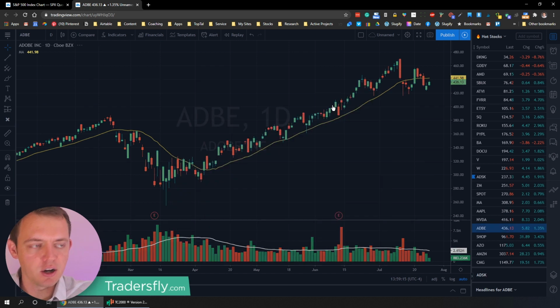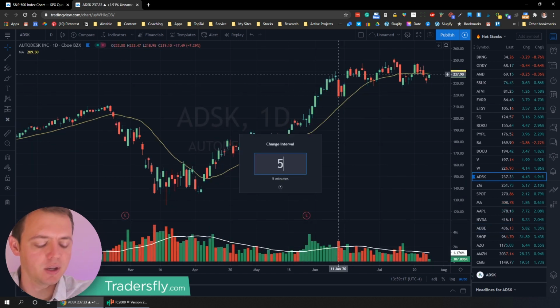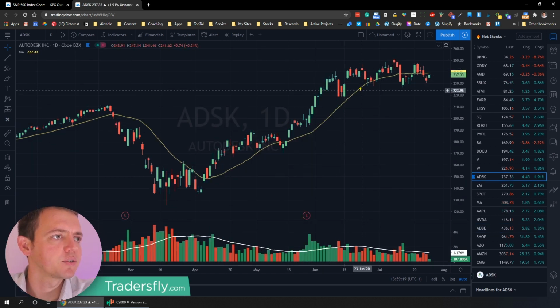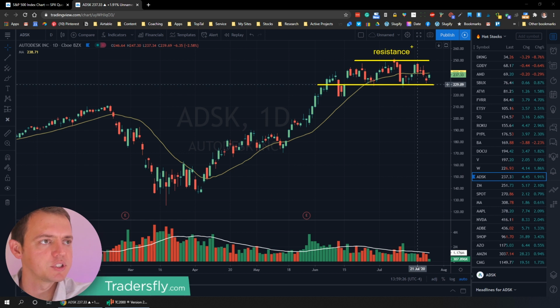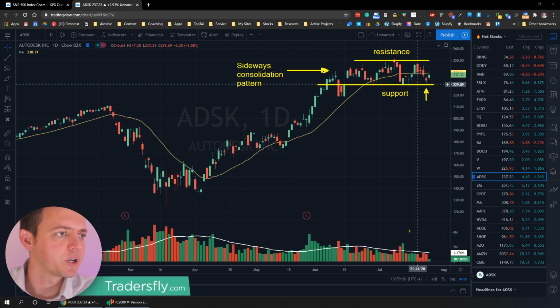All right, let's look at Autodesk. Here's another one. And if we check this out right here, we've got our own sideways action here as well. So very similar here. Here we've got resistance, and here you've got support. And the stock's just kind of moving. Here's your sideways consolidation. So you can see right there, moving a little bit sideways.